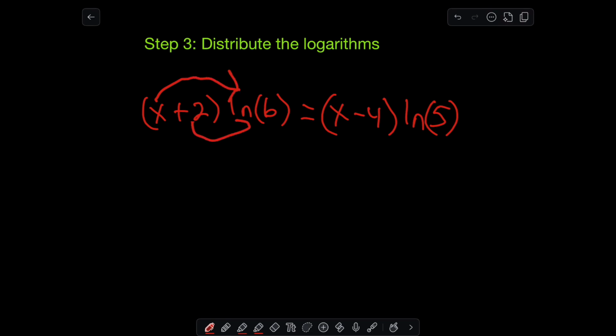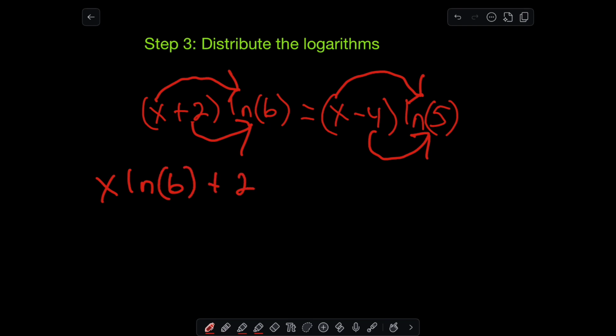So you distribute in step 3, where the x and the 2 are both multiplied by the natural log of 6 on the left, and the x and the negative 4 are multiplied by the natural log of 5 on the right. Those are added on the left and subtracted on the right due to the negative sign of the negative 4.